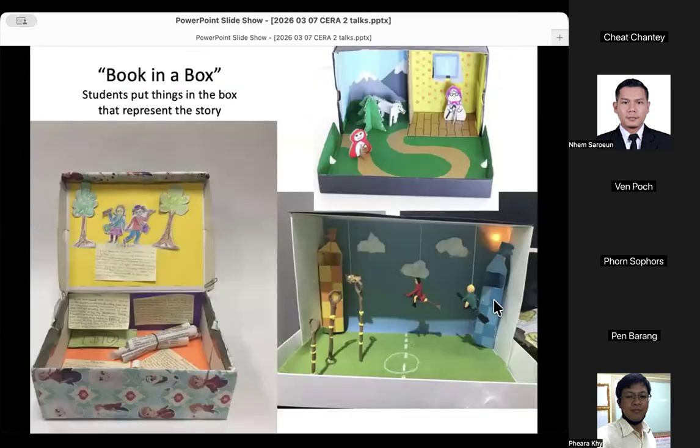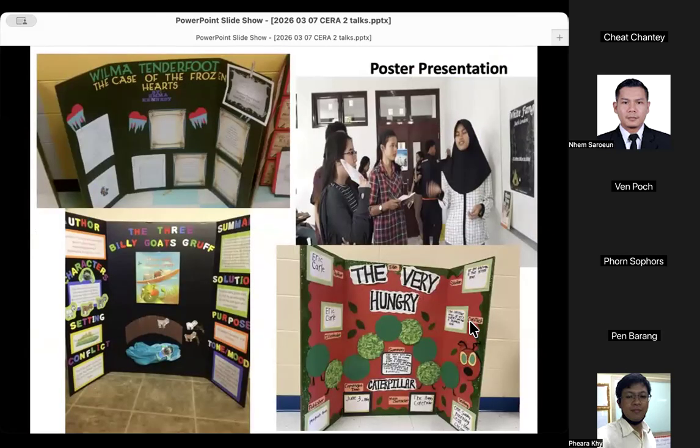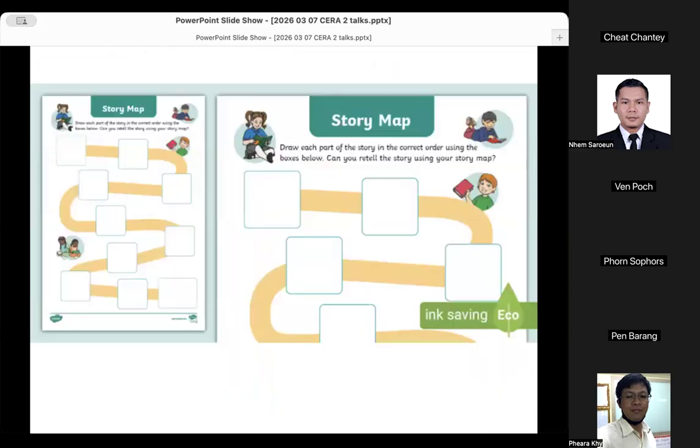This is another example of a book in a box. I think this one's Harry Potter. This one here is Red Riding Hood. You can make displays like this, poster presentations. This one is in Indonesia. These type of things, again, you could have at the end of the semester a wonderful display that you can have for the parents and for other children.